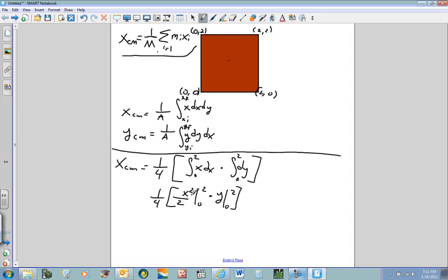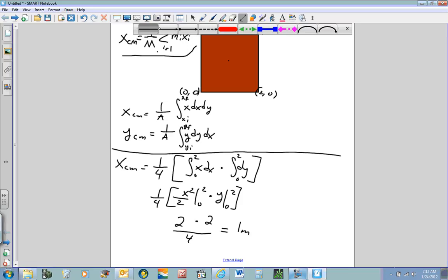All right, 2 squared is 4. 4 divided by 2 is 2, times 2 minus 0 is 2. And we're going to divide all that by 4. And of course that equals 1 meter. And we would have guessed correctly that the center of mass would be right in the middle, right? So that would be the x center of mass.